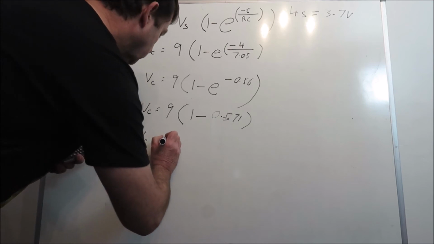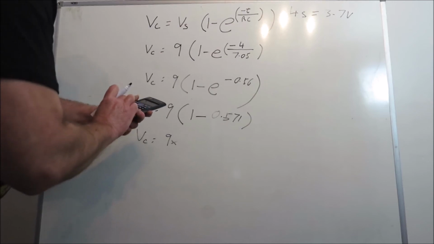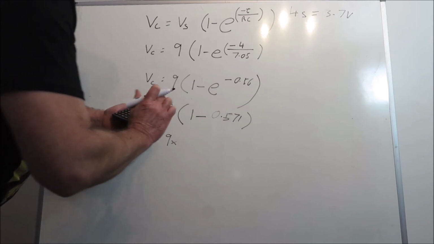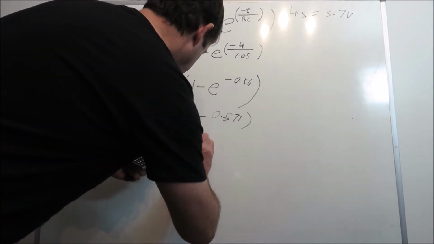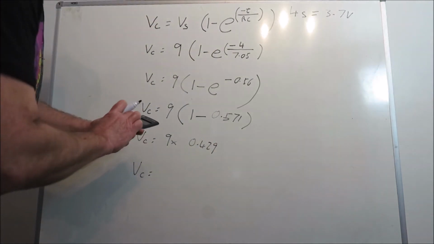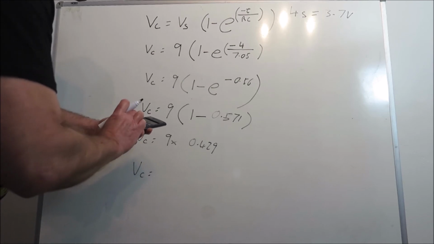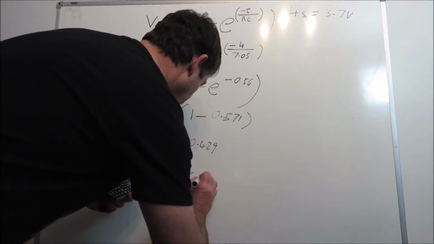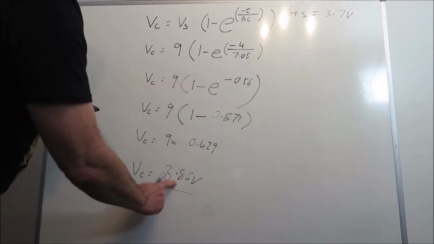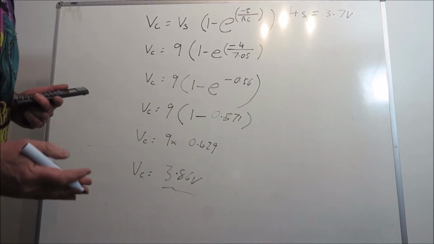So V is equal to 9 times 1 minus 0.571, that equals 0.429. So VC is going to be 9 times 0.429, 3.86 volts. So calculating that after 4 seconds, it comes to 3.86, whereas we said 3.7. So that's pretty close.